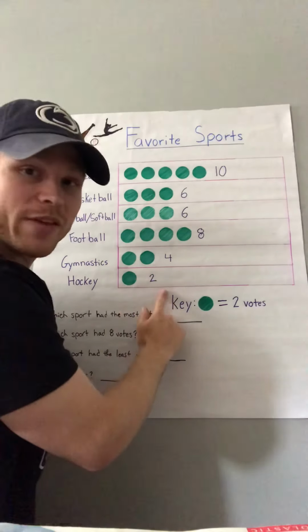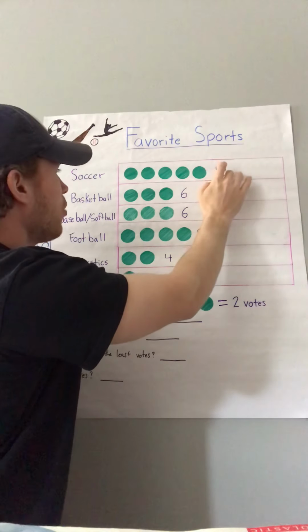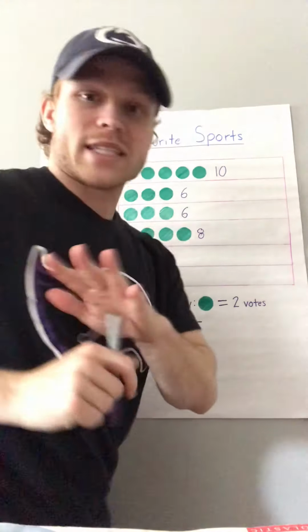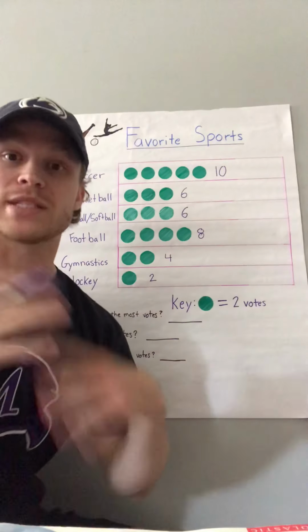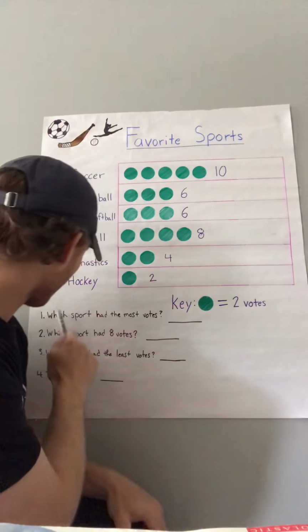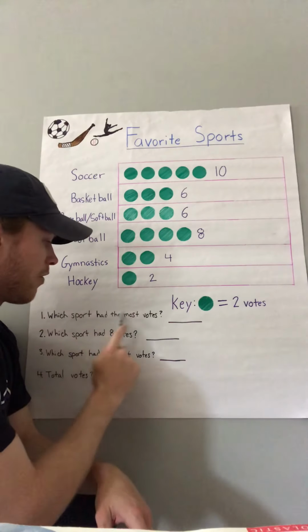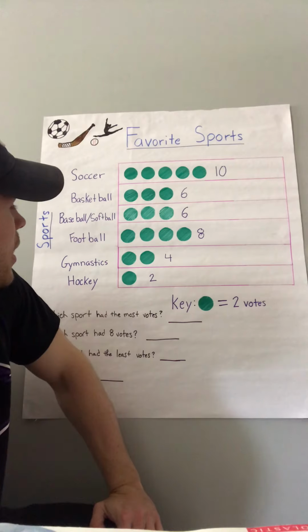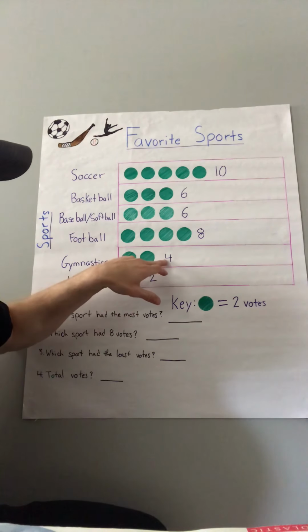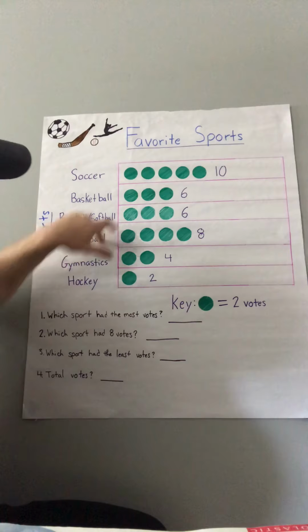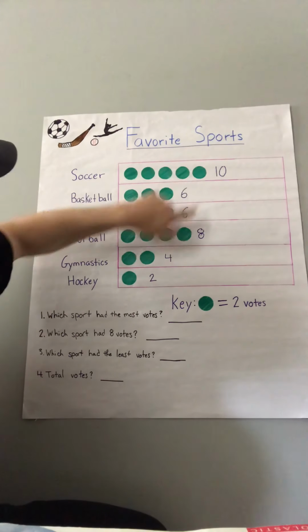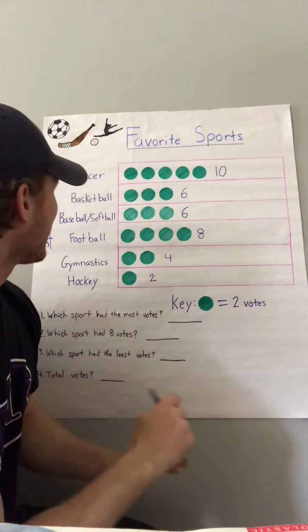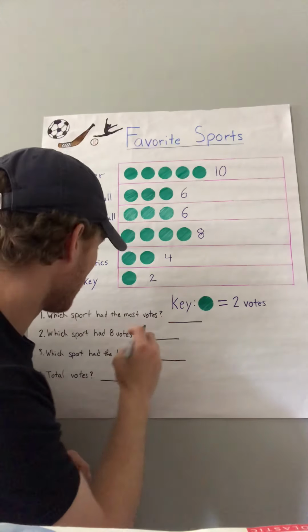All right, so now that we figured out the total of votes for every single sport, now we're going to answer some questions. Sometimes they just ask us what the total of each thing is, but sometimes they'll ask us specific questions. So the first question says, which sport had the most votes? Well, it definitely wasn't hockey or gymnastics. They were lower. So it's between football and soccer because they had the most amount of dots or circles. And 10's higher than 8, so we know that soccer had the most votes.